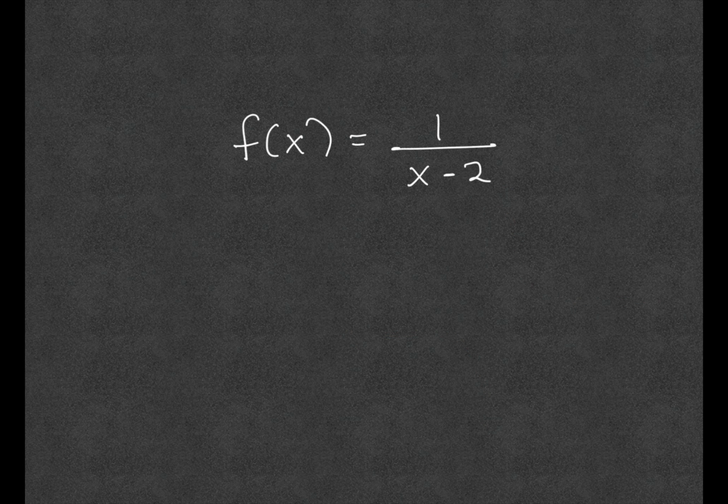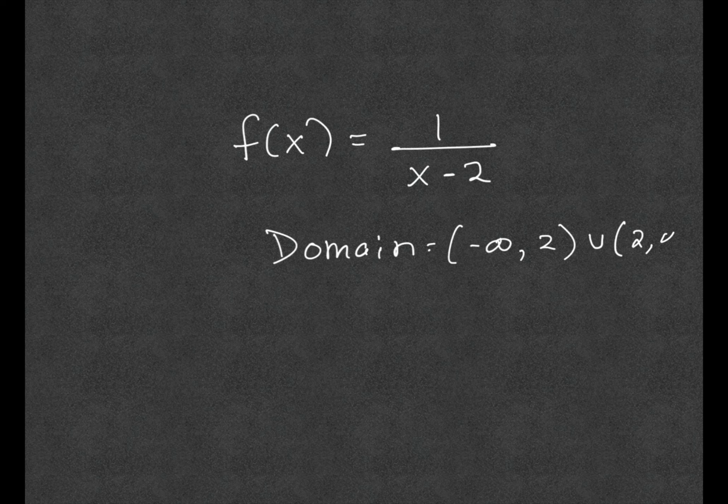Let's go back to that other example. This example. So the domain. What can x not equal for the domain? Well, x cannot be 2. Any other value is okay. When x is 2, we divide by 0, and that is a no-no. So we have negative infinity to 2, parentheses, union, parentheses, 2 to infinity. It cannot equal 2. There's no bracket.